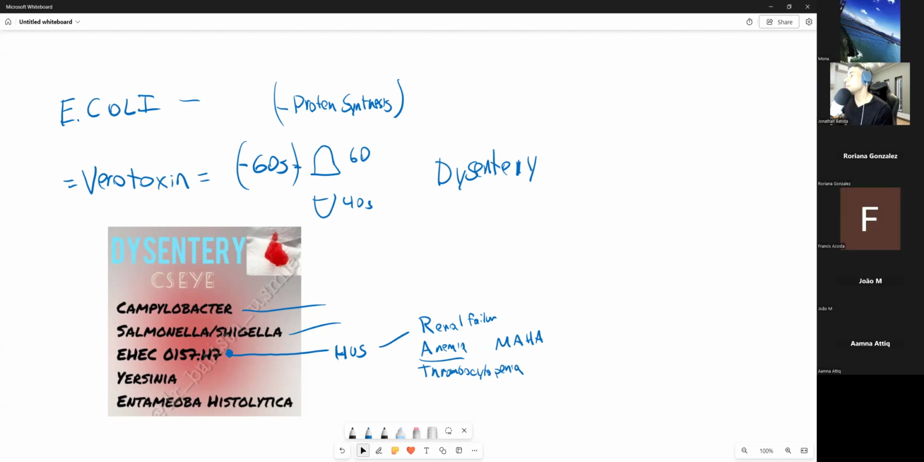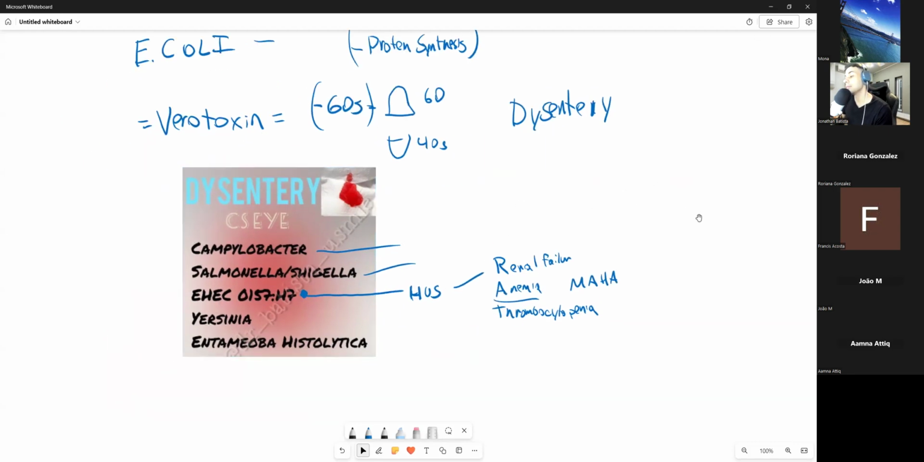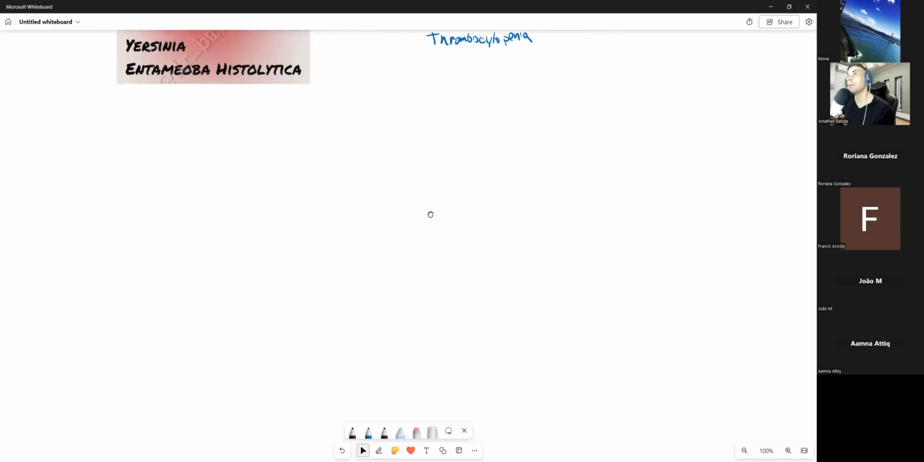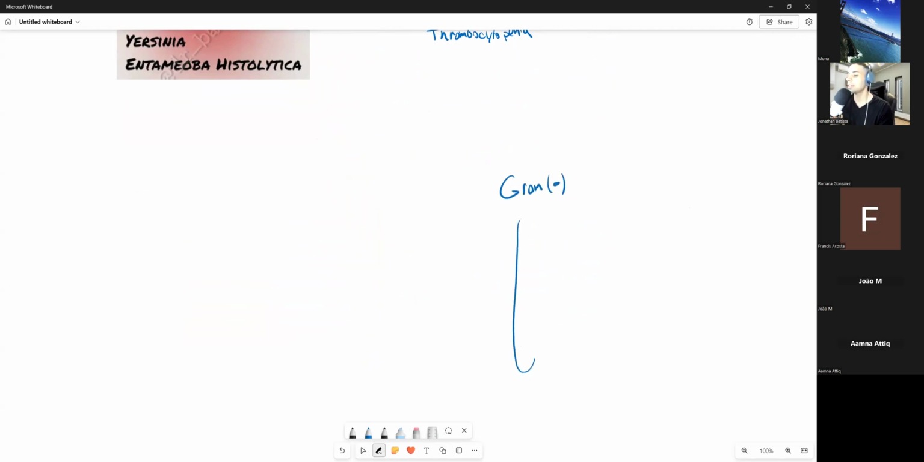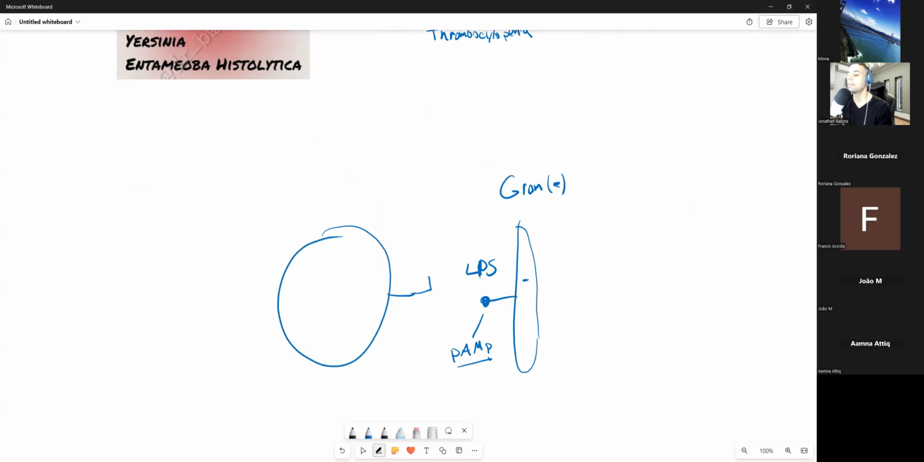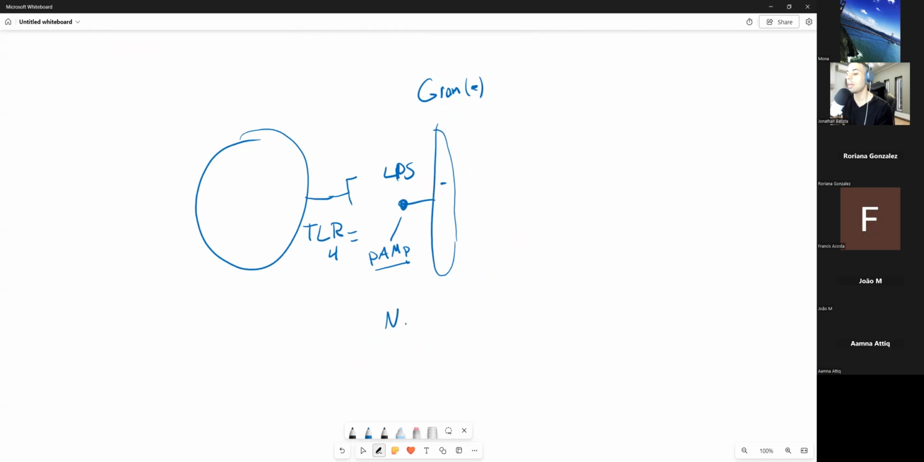Okay, now also, many people don't know, but if you look at E. coli in general, E. coli is a gram negative. So try to remember, gram negatives tend to have a PAMP, a pathogen associated molecular pattern. It's LPS. Gram negatives have LPS as their PAMP. Macrophages are going to have toll-like receptor 4. This will bind to the PAMP. When these two things bind together, you're going to release something called NF-kappa B.